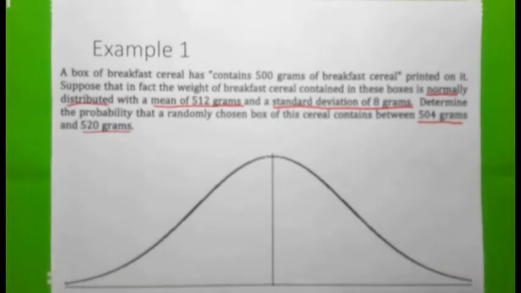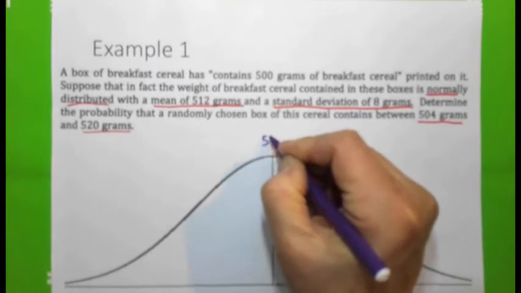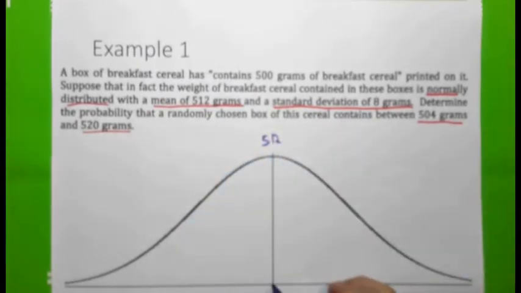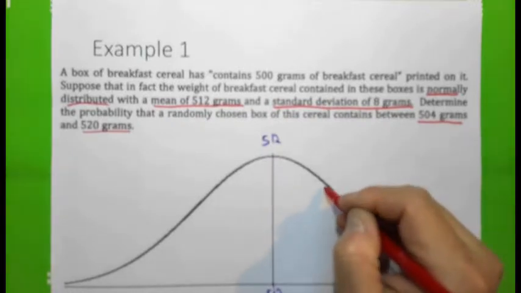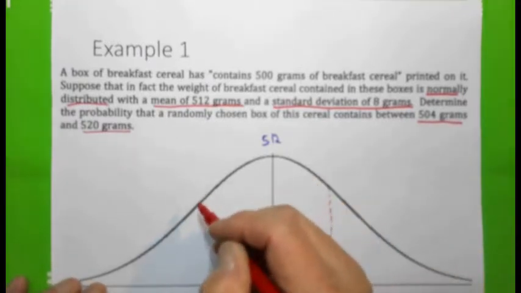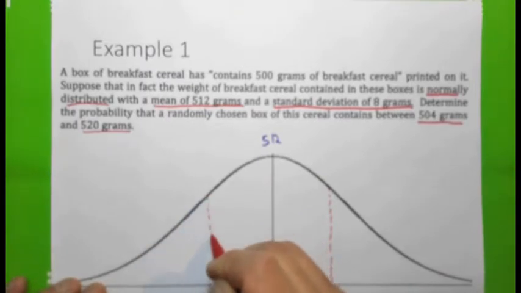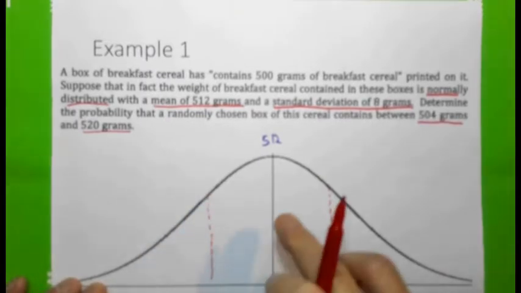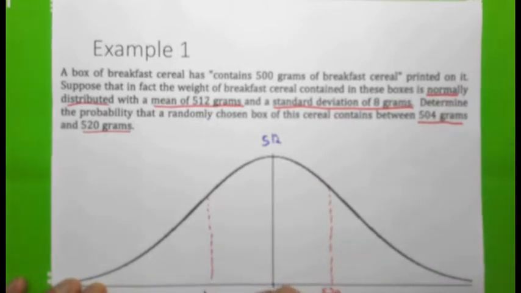All right, we know the mean is 512 grams, or we can put it this way, down here, 512. That's the mean. One standard deviation is 8 grams. So 512 plus 8 is 520 grams. And one standard deviation below that is 512 minus 8, which is 504 grams.